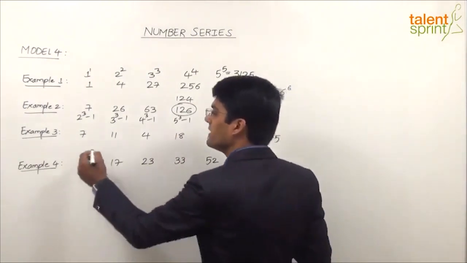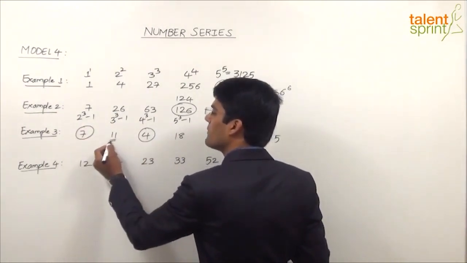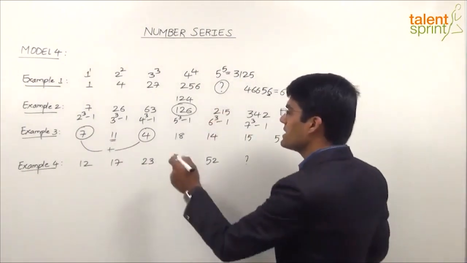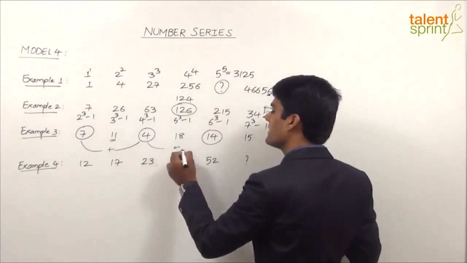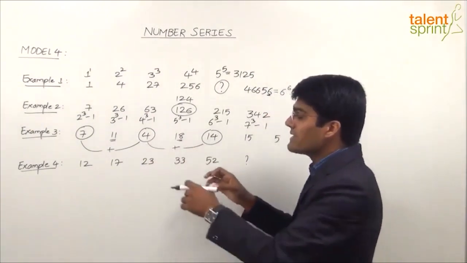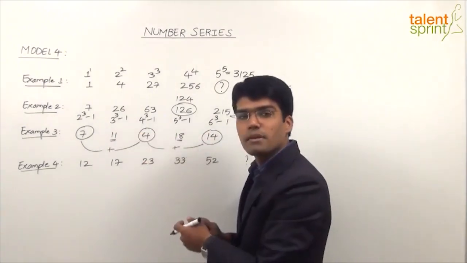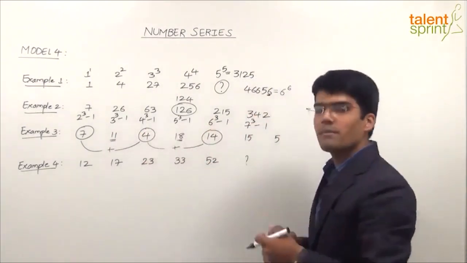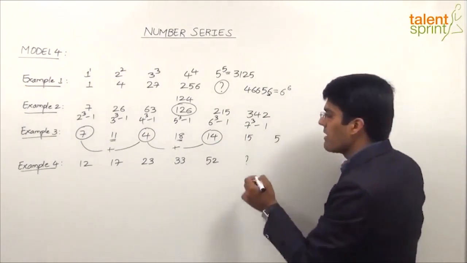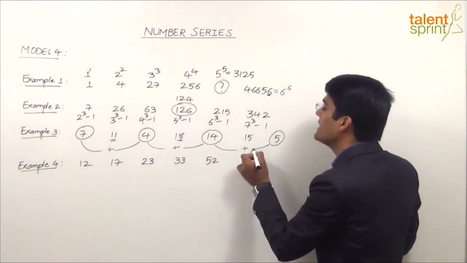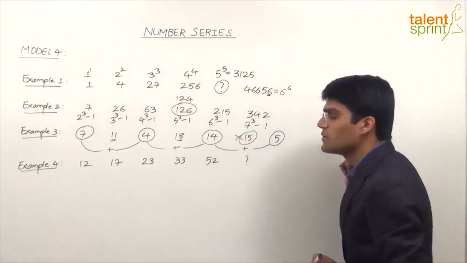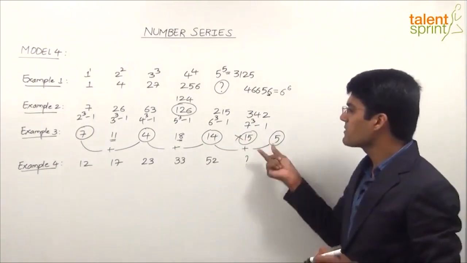But if you observe here, 7 plus 4 will be equal to 11. That means the addition of these two numbers will give us the middle number. Likewise, 4 plus 14 will give us 18. That means the sum of 4 and 14 is equal to 18. So we find that the sum of two numbers gives us the middle number. Now if we go by the same pattern, 14 plus 5 should give us the middle number. But 14 plus 5 is equal to 19, whereas the given number here is 15. So we can say that 15 is a wrong number. It should be replaced by 19. So the answer for this question here is 15.